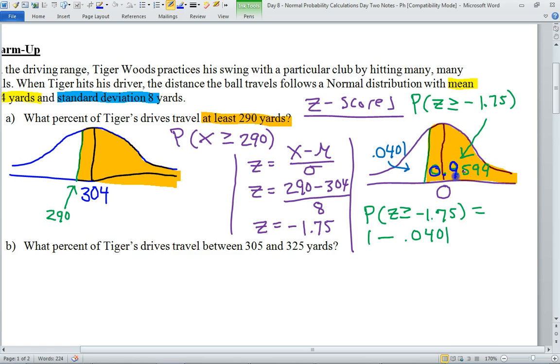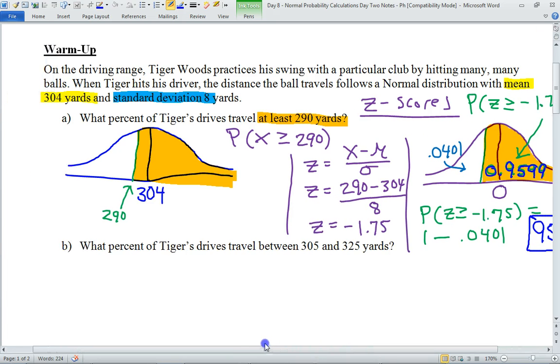Alright, 0.9599. That's the part that I want, the part to the right. So what would this be as a percentage? That's 95.99%. Okay? So that is the answer to the question. Okay. Alright, let us move on.